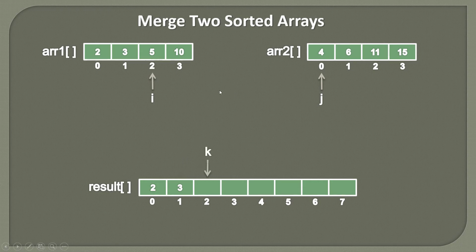So now we'll again perform this comparison. We compare 5 with 4. Now here you can see 4 is less than 5. So therefore we put this value 4 into this kth index. Because our task is to merge these two sorted arrays and the result array should also be sorted, we perform this check, and whichever is the minimum value, we simply put it into the result array.